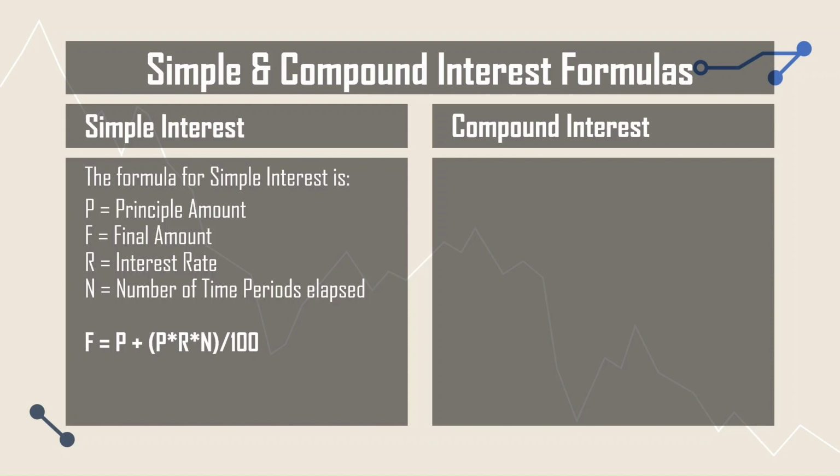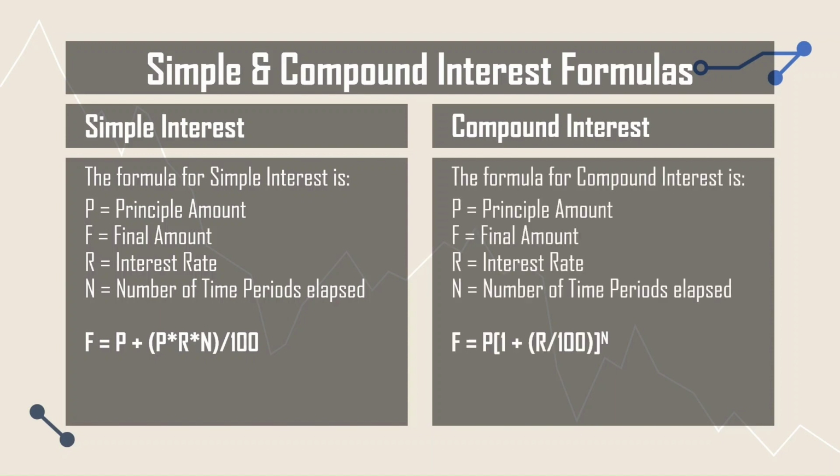And now the formula for compound interest. This is a bit more complicated, and it is F equals P times (1 plus the rate of interest divided by 100) to the power of the number of time periods elapsed.